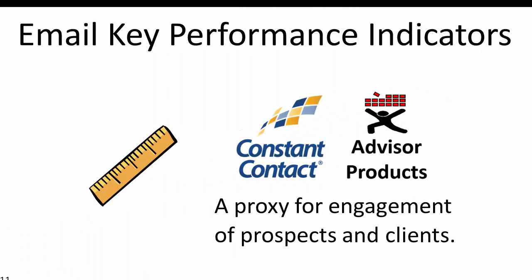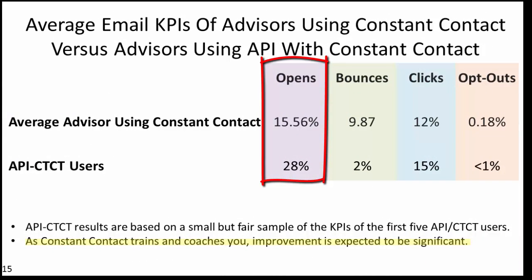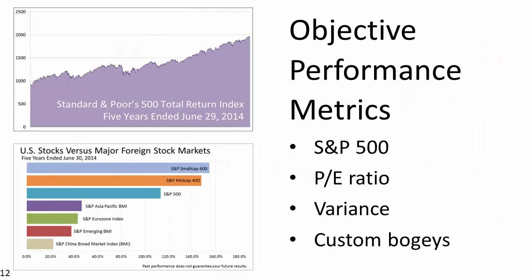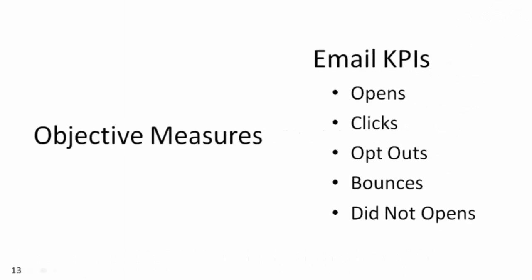We already have statistics based on universally accepted key performance indicators of email marketing that show that the Advisor Products and Constant Contact integration is yielding open rates nearly double the industry average. Email key performance indicators should be a familiar concept to investment advisors. Email KPIs are like benchmarks that advisors use to measure investment performance.